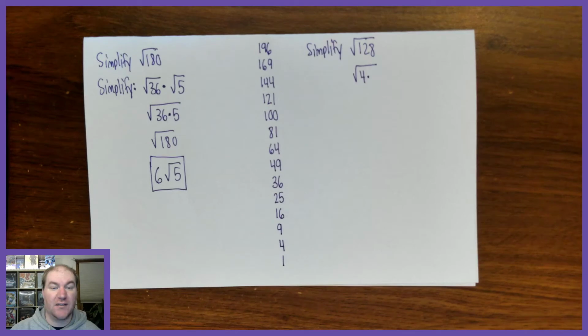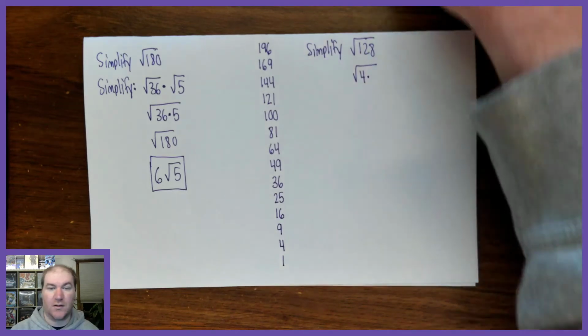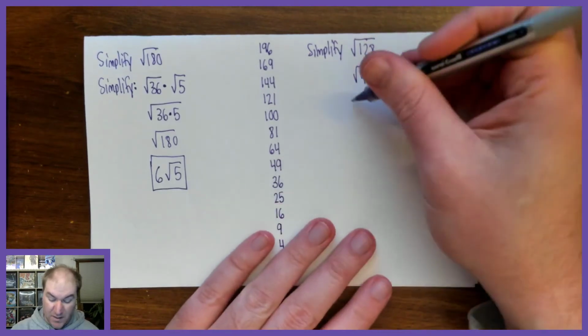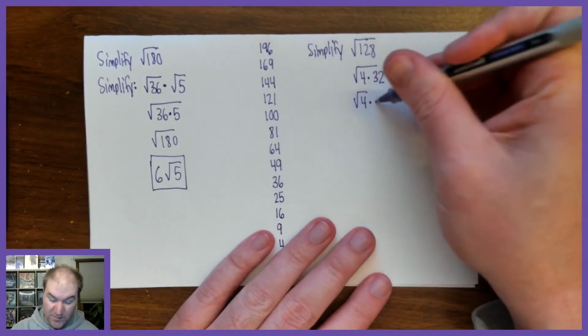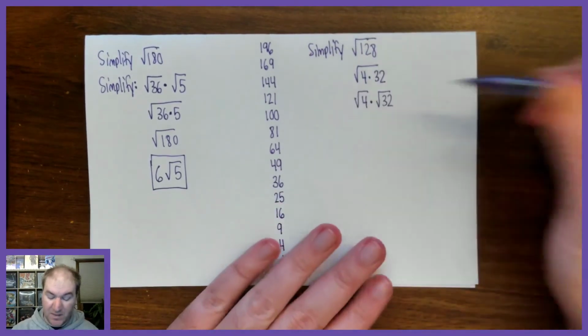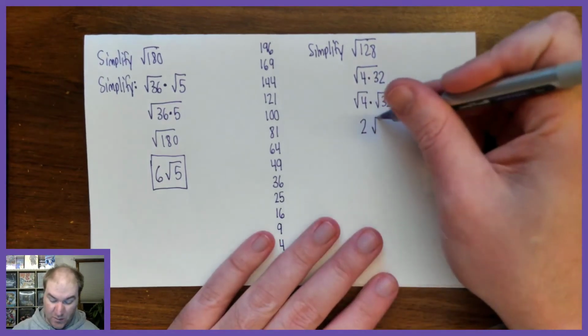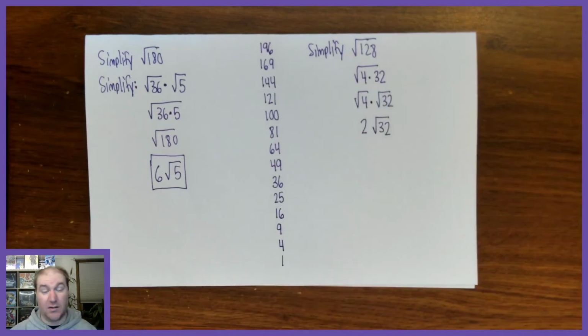Well, 128 is divisible by 4 32 times. And the square root of 4 times the square root of 32. Hey, the square root of 4 is 2, so that's answered, right? And the square root of 32 is just going to be brought on down.